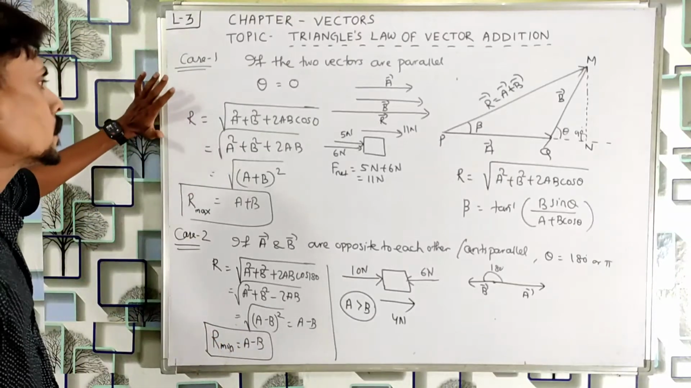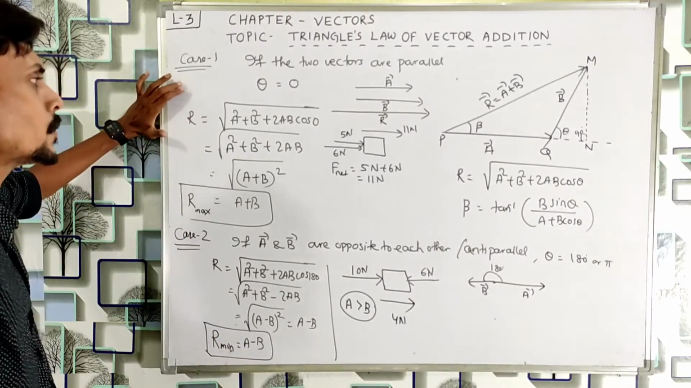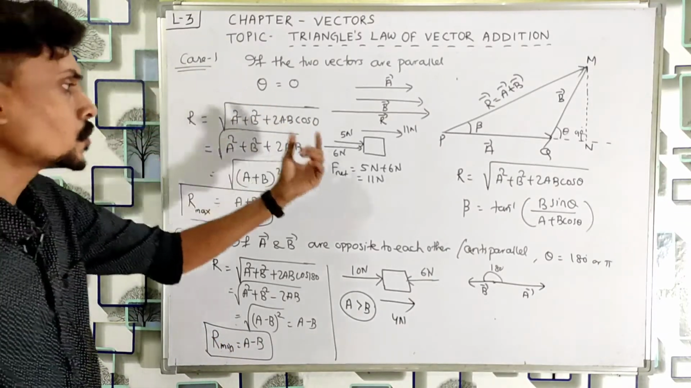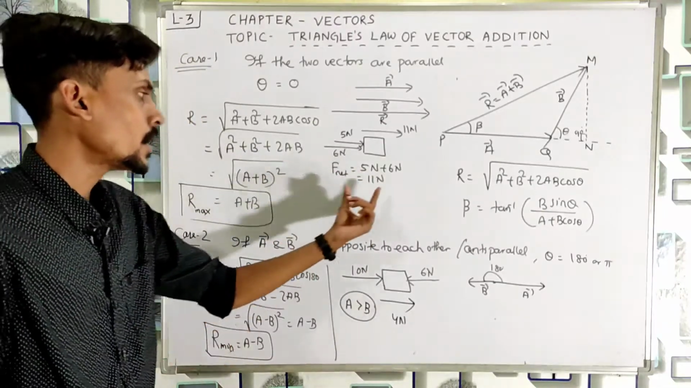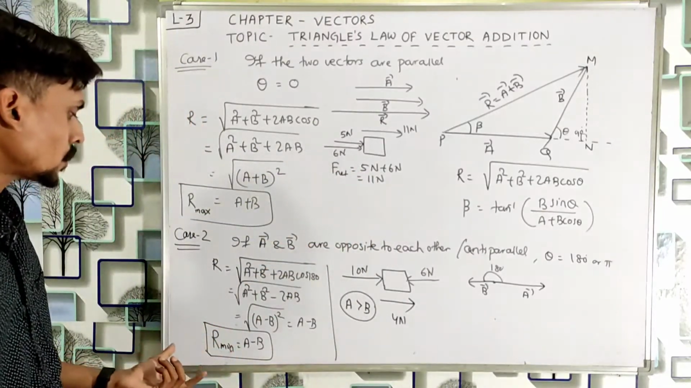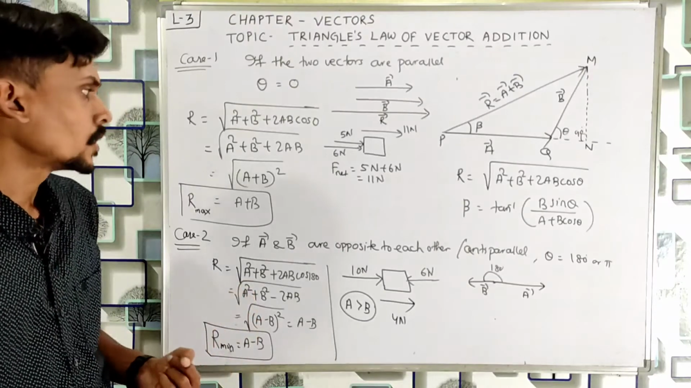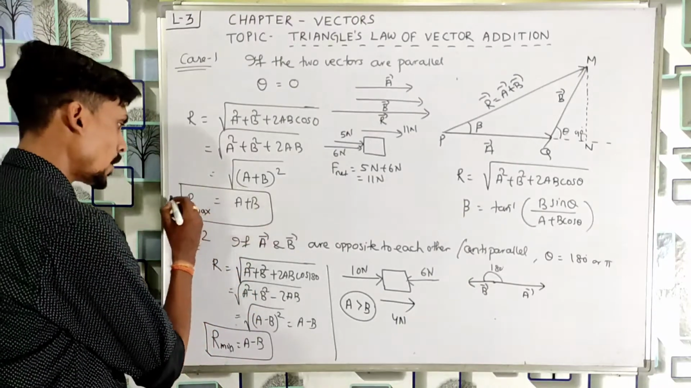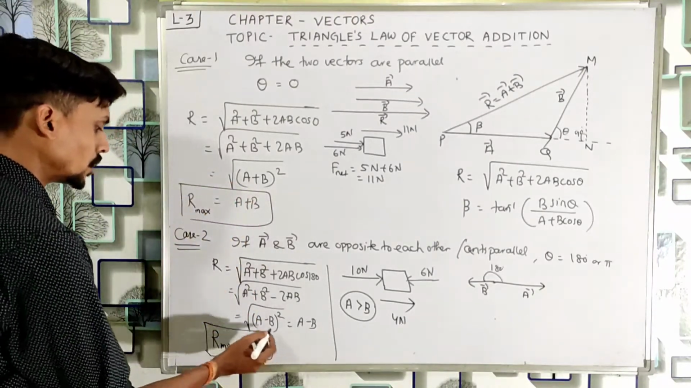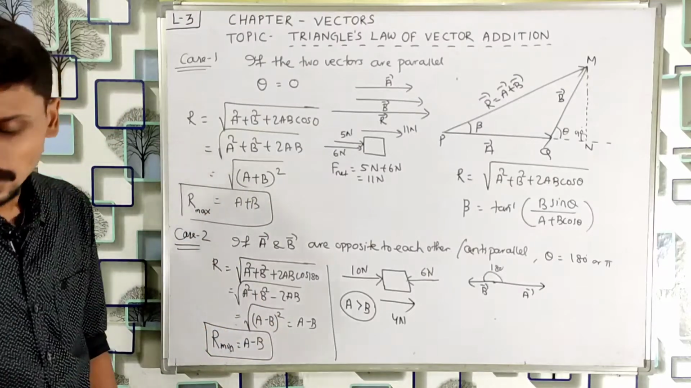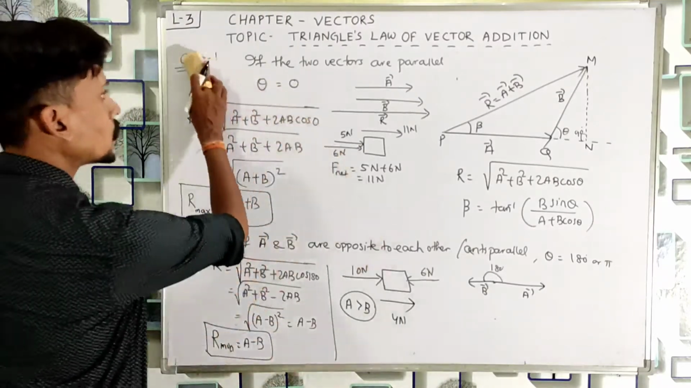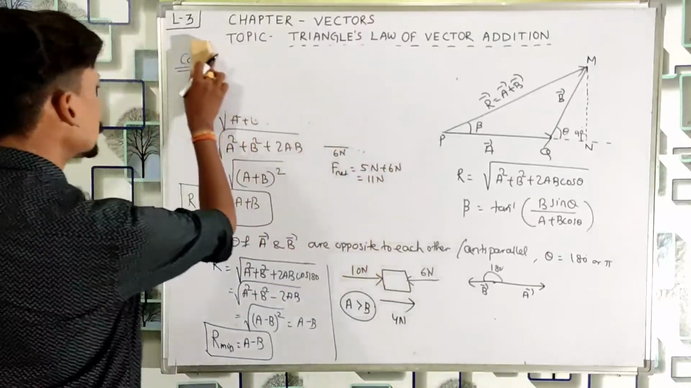So we have seen that when the two vectors have the same direction, their magnitudes are added, but when they have opposite direction, their magnitudes are subtracted. And this is the maximum value of the resultant. This is the minimum value of the resultant. Is that clear? Now we will talk about the third case.